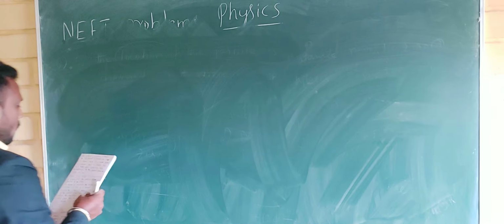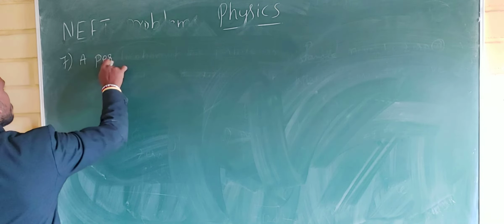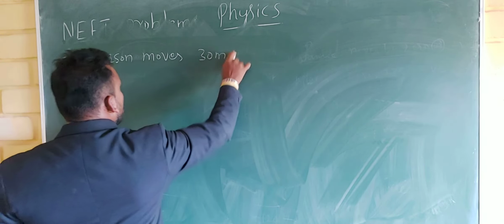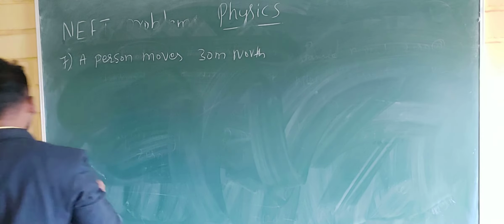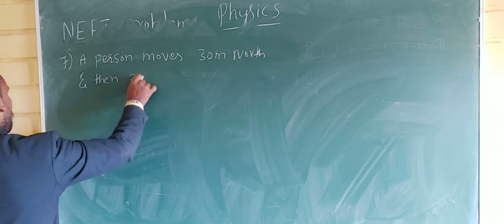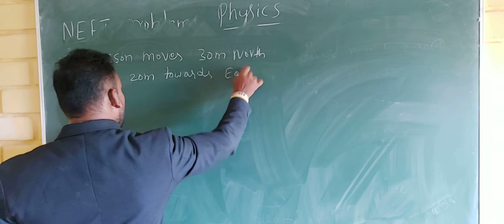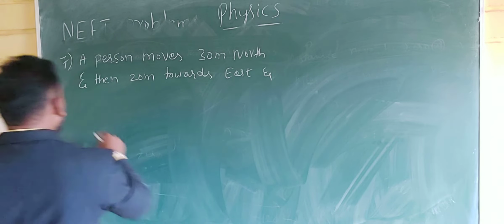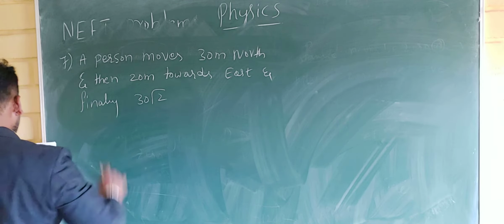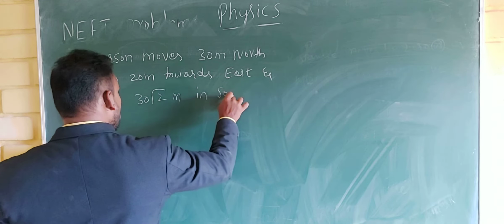A person moves 30 meter north, and then 20 meter towards east, and finally 30 root 2 meter in southwest.